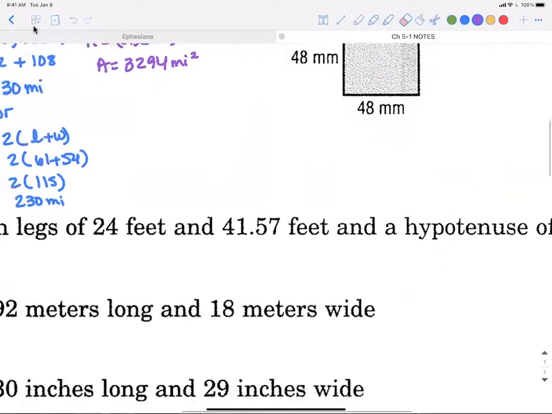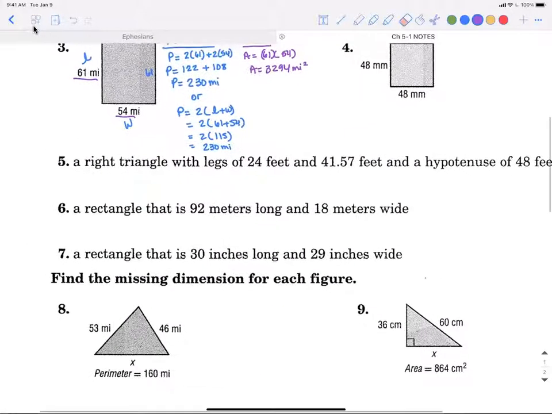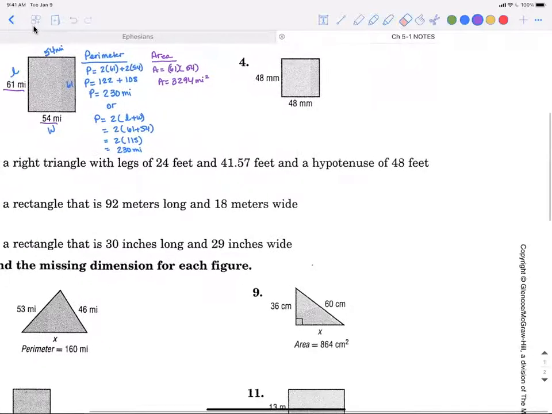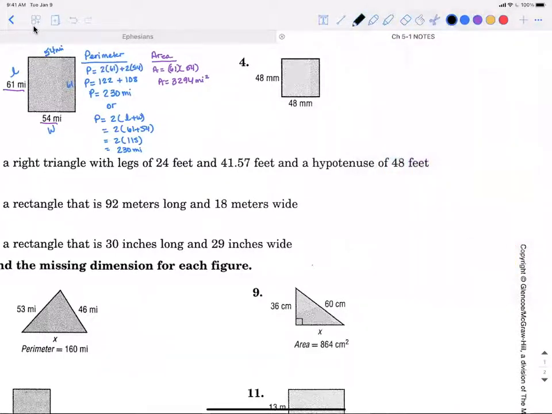All right, what if it's given to you in words? Okay, like number 5 is here. A right triangle with legs of 24 and 57, and a hypotenuse of 48. If I were you, I would always draw out my triangle, okay? So I'm going to draw my triangle. I'm going to draw a right triangle here.